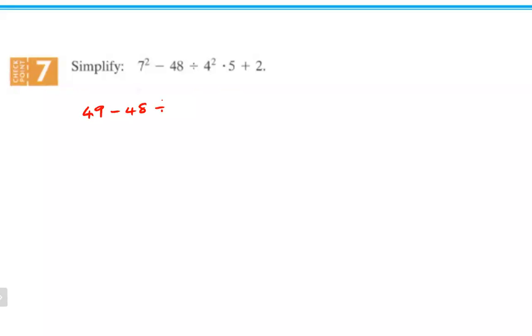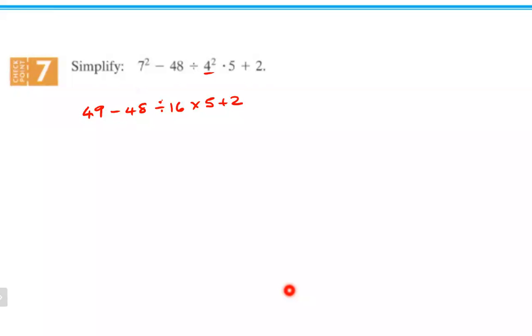Okay, you have one mistake here. This here, 4 to the second power. That's 4 times 4. Oh, okay. 4 and 4 is 16. Times 5 plus 2.